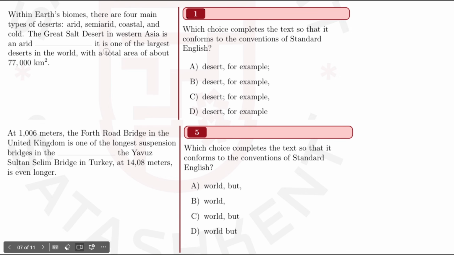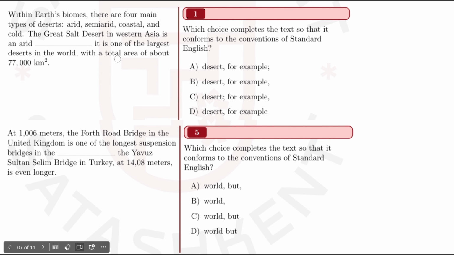Explanation. We need to read only the question-related part of the sentence. The Great Salt Desert in Western Asia is an arid desert. For example, it is one of the largest deserts in the world. The correct answer here is C.